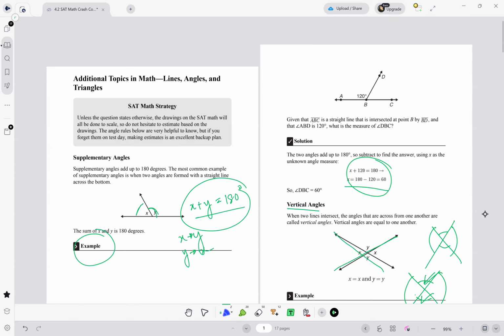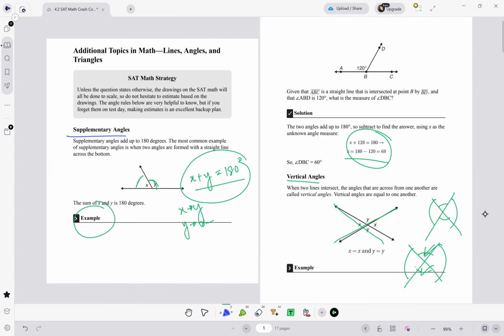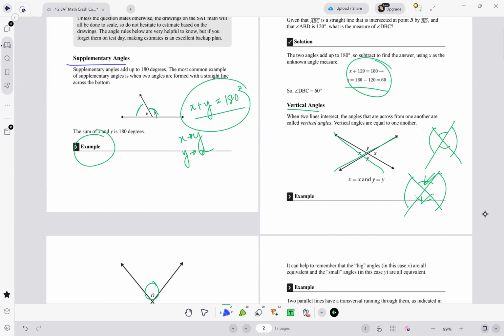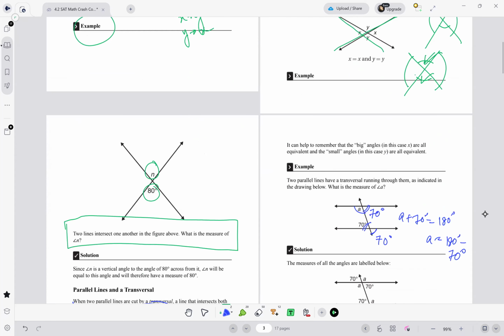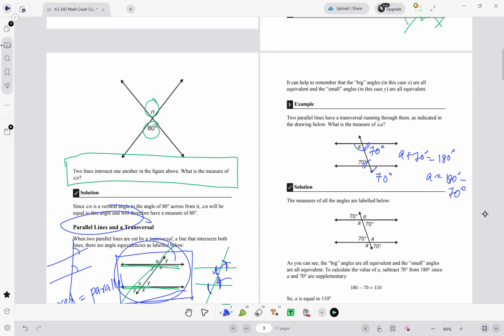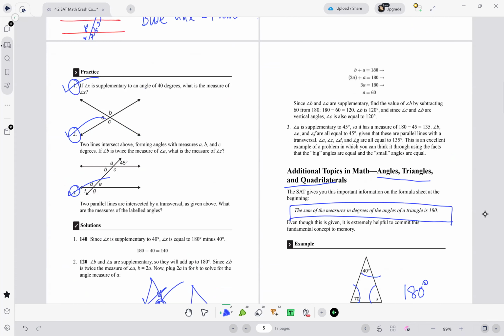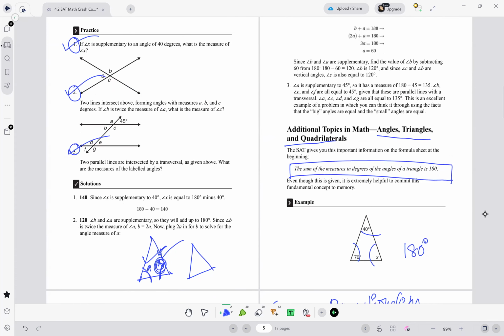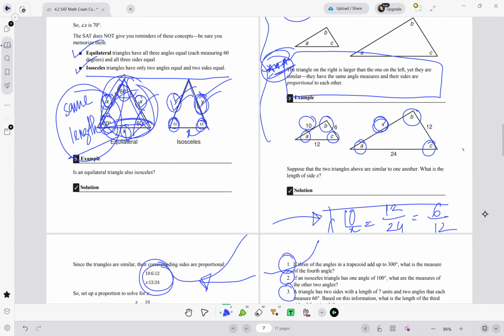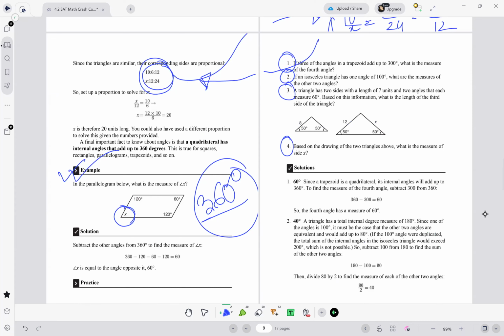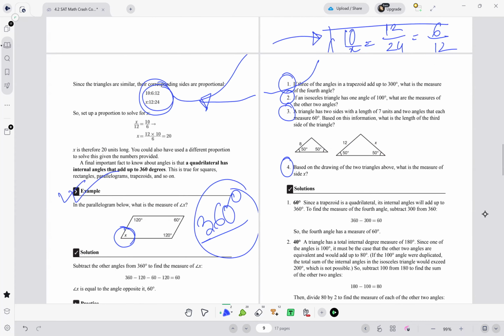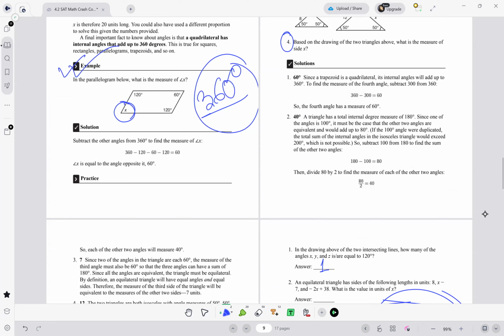We have just talked about supplementary angles. We have talked about vertical angles. We have talked about parallel lines and transversals. That's pretty important. So we have solved some additional problems in angles, triangles, and quadrilaterals. And we have come to know about some definitions: equilateral triangle, isosceles, and the quadrilateral's 360 degrees.